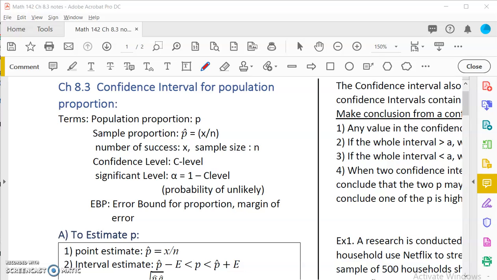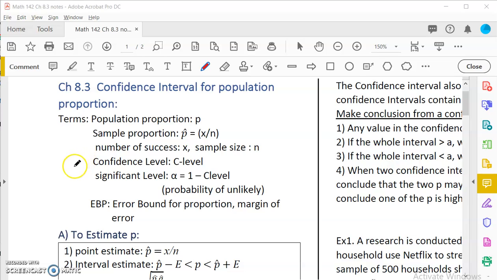Hi statistics student, this video is for chapter 8.3, confidence interval for population proportion. So we have a sample, and in this sample we are not measuring anything. This sample is a categorical data sample, so we are counting the percentage of a category, something that we want to count, and we call it success.